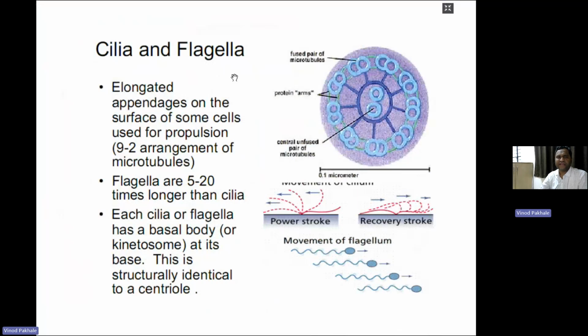Then next is the cilia and flagella. This is the movement of flagellum. Okay, this is a microscopic image shown here. Fused pair of microtubules, protein arms, central unfused pair of microtubules. So these are elongated appendages on the surface of some cells used for propulsion or movement. Flagella are 5 to 20 times longer than the cilia. So each cilium and flagellum has a basal body at its base. This is structurally identical to a centriole, which we have seen in the previous slide.